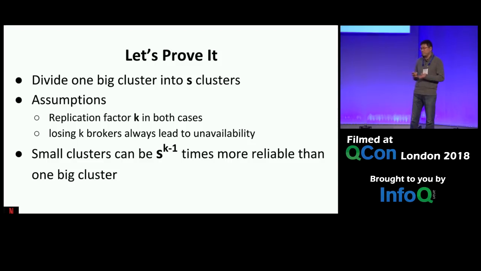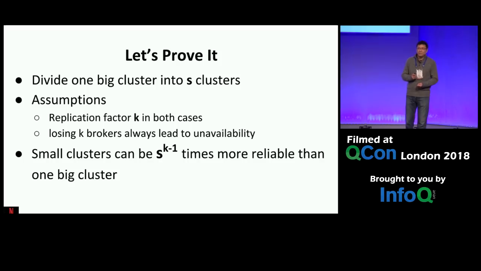If K is 1, that means you have replication factor 1, then this whole thing is 1. That means there's no benefit of breaking your cluster. But if K is 3, meaning replication factor 3, which is a very common setup for a lot of use cases, and you can break your cluster into 10 smaller clusters, then that's 10 to the power of 2, and suddenly your clusters become 100 times more reliable than the original one cluster.